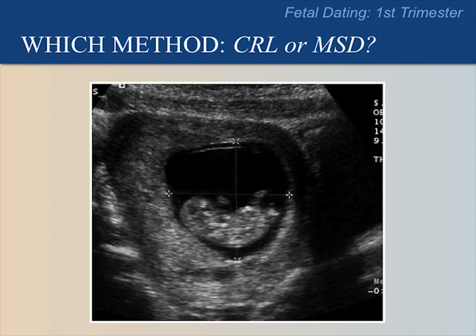The answer is that the fetus is not in profile since you cannot make out the facial features. Try to get a better image, or wait for the fetus to change position before measuring the crown rump length. Even if the fetus is flexed, the crown rump length is always more accurate than the mean sac diameter.